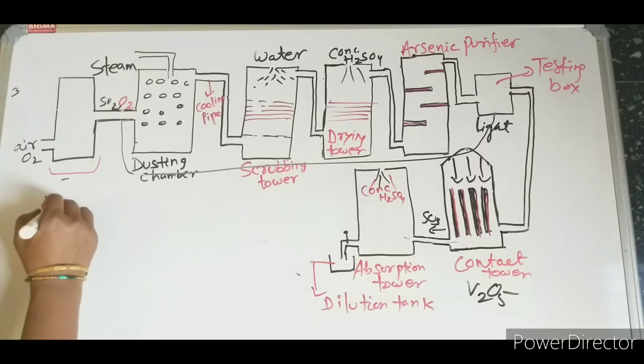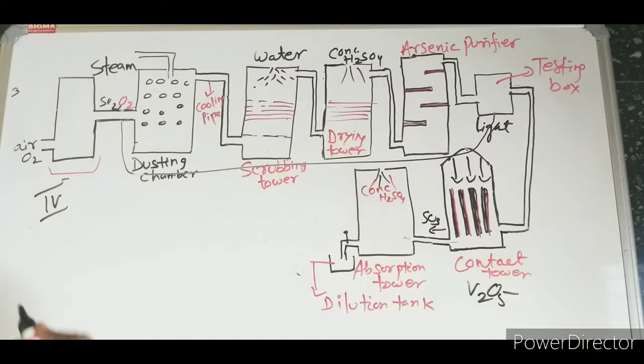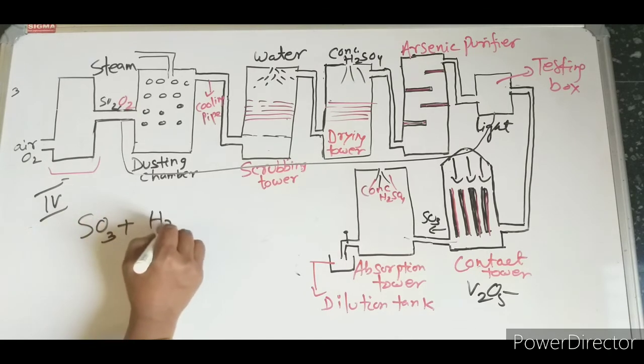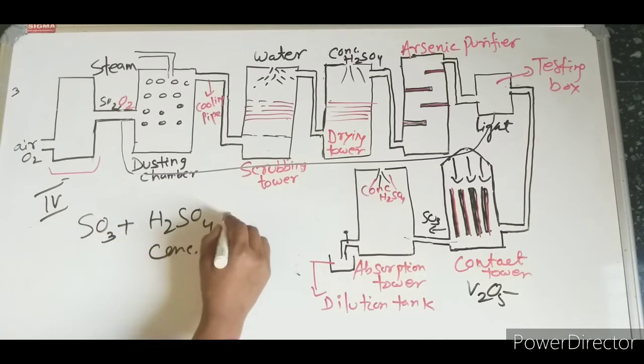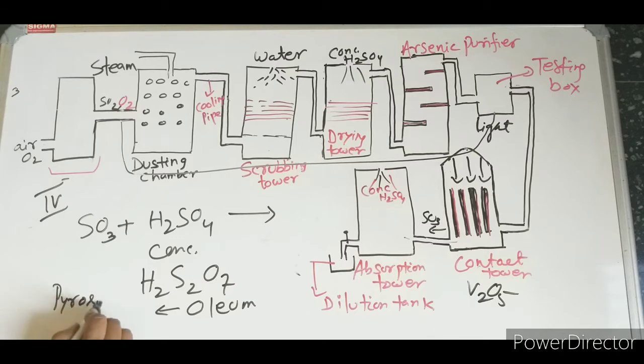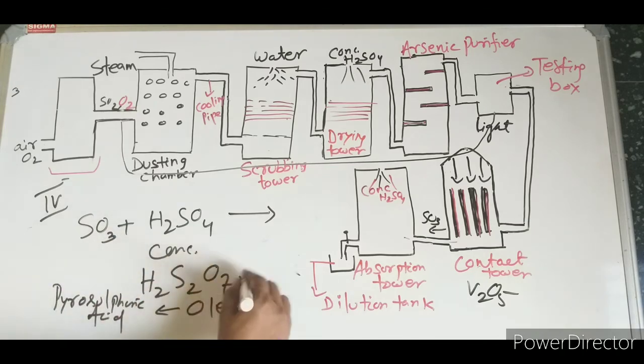This one will be step 4 for us. Rather, what we are taking, this sulfur trioxide with concentrated H2SO4 is taken. It is in the dilution tank, or rather the absorption tower, SO3, and here what we are getting is H2S2O7. This name is known as oleum. The other name is pyrosulfuric acid. Pyrosulfuric acid is the other name. From SO3 we are getting this one.